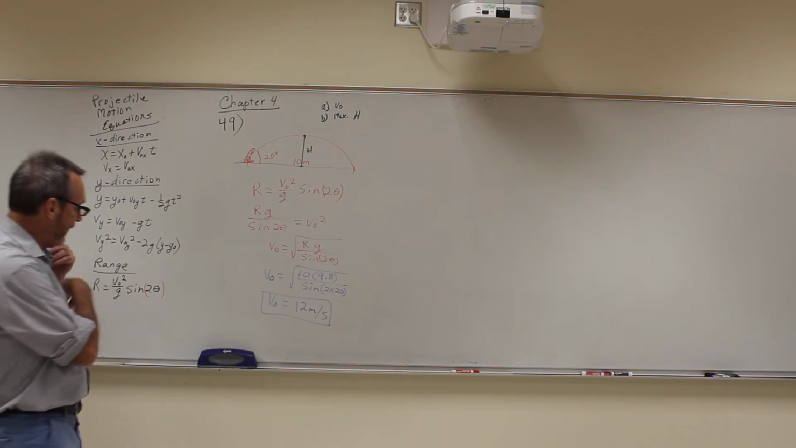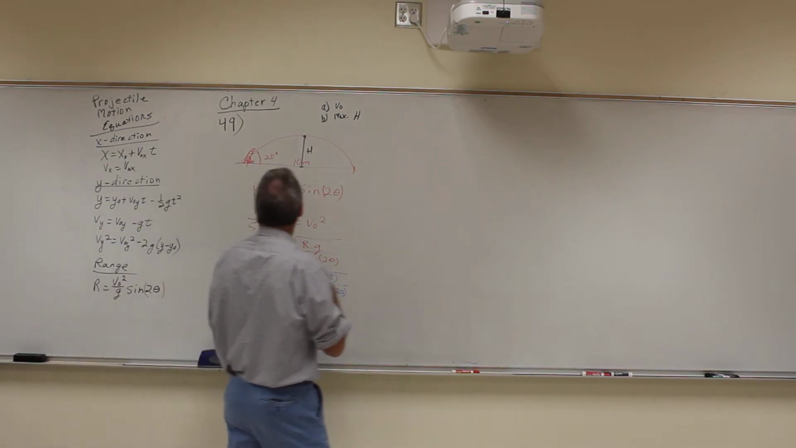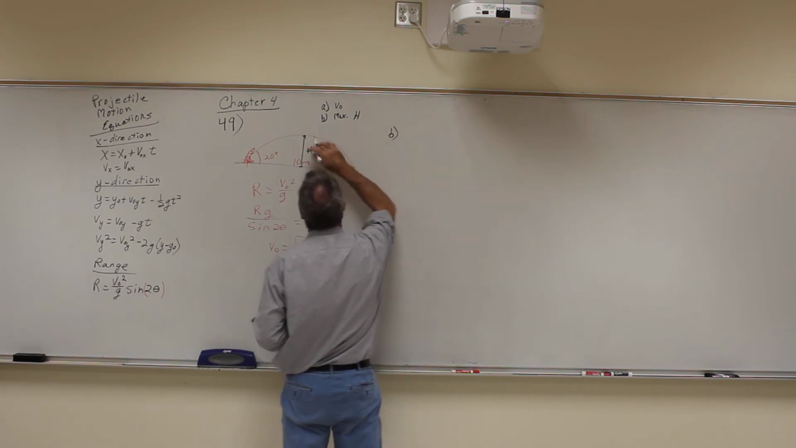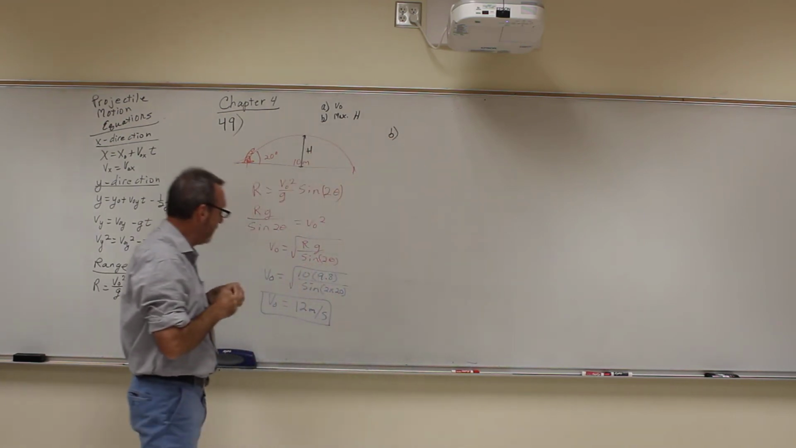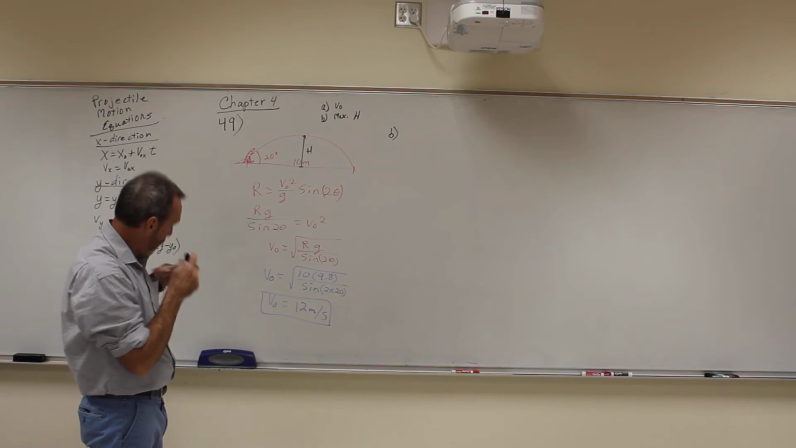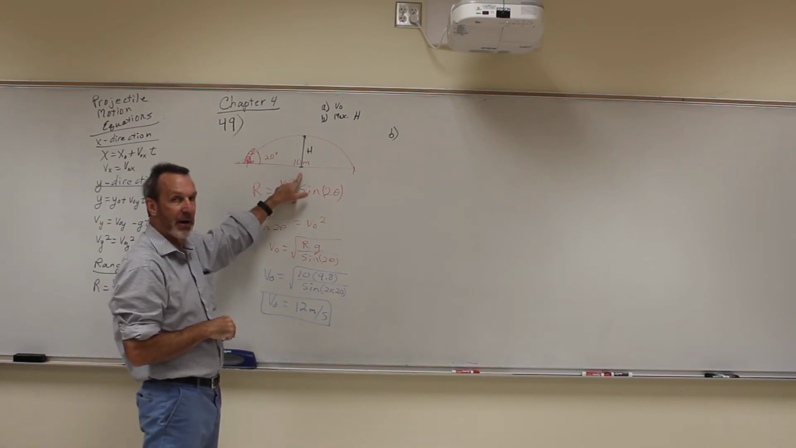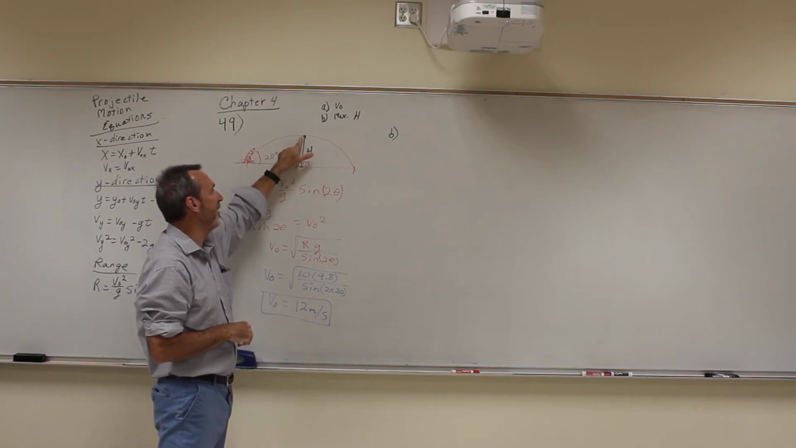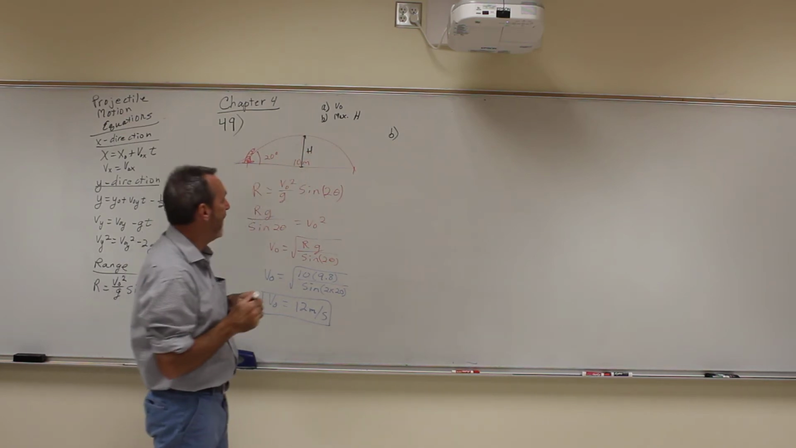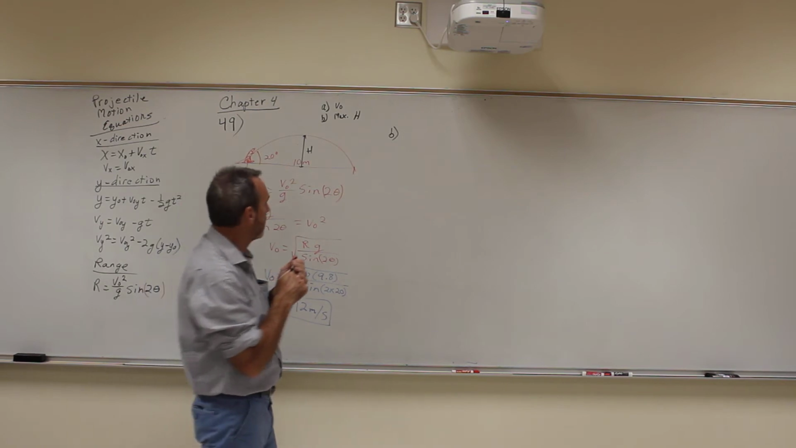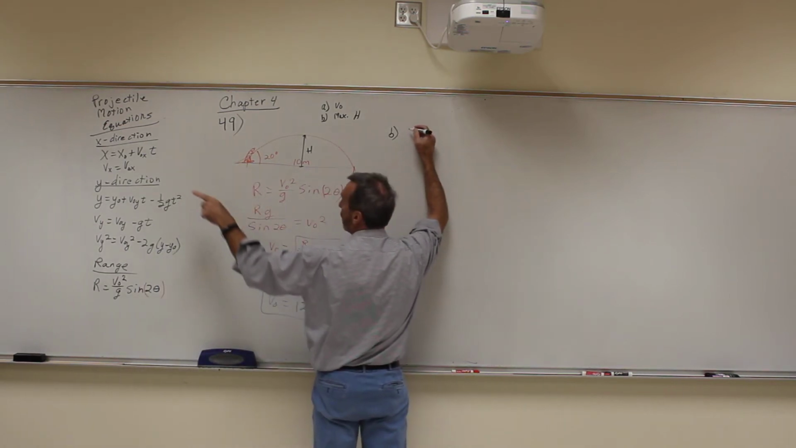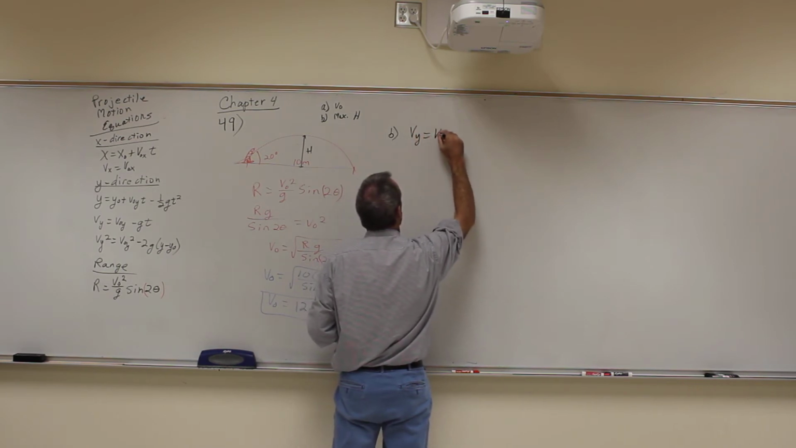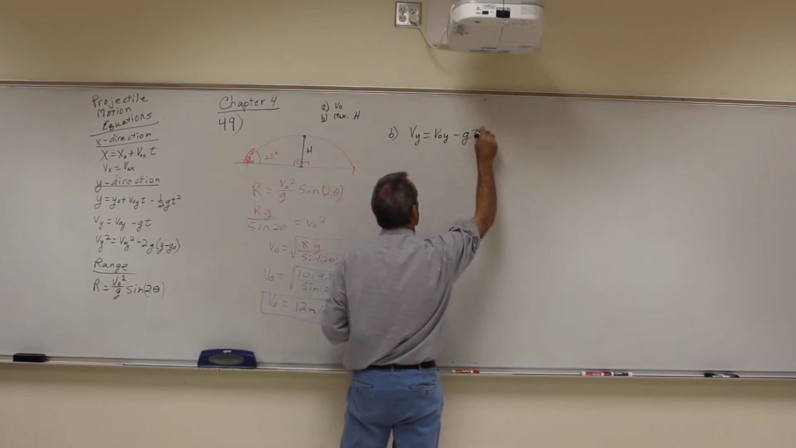Now part B, we need the maximum height. So what we need to do is figure out when it's at its maximum height. And so to do that, we're going to take advantage of the fact that, well, when it's at its maximum height, Vy is equal to 0. So remember, we're going to use this equation right here. Vy is equal to V0y minus gt.